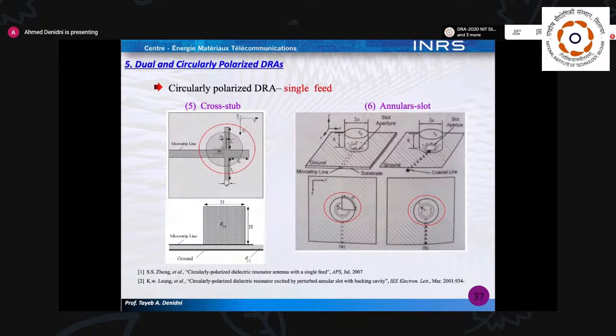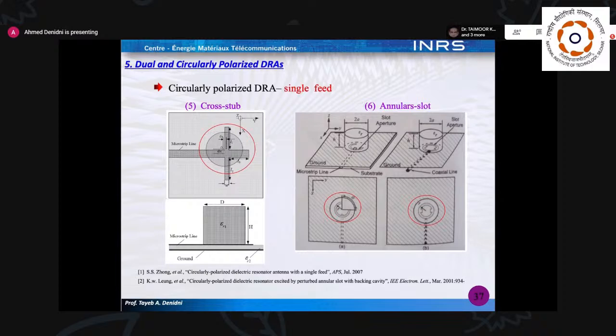Another design here for a circularly polarized dielectric resonator. Here we can also come up with a transmission line, but we have a cross and we can generate circular polarization. Another design has a slot, but with a C shape like this one, and we can generate circular polarization also with what you call an annular slot. This is not a closed annular, but an open annular slot to generate circular polarization for the dielectric resonators.